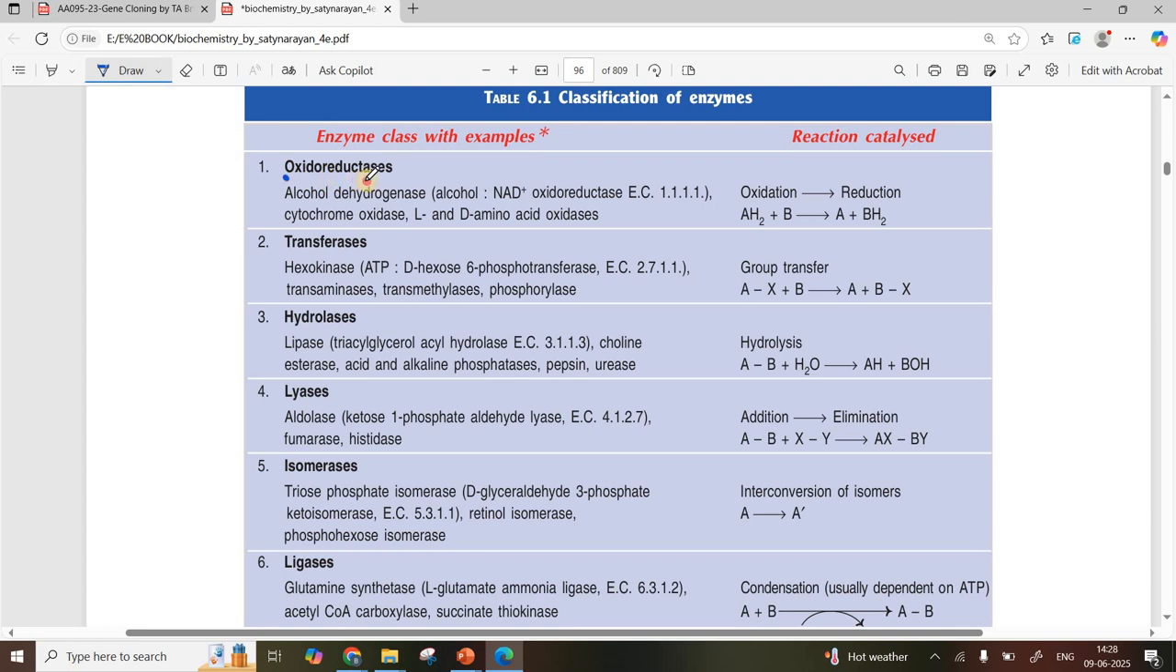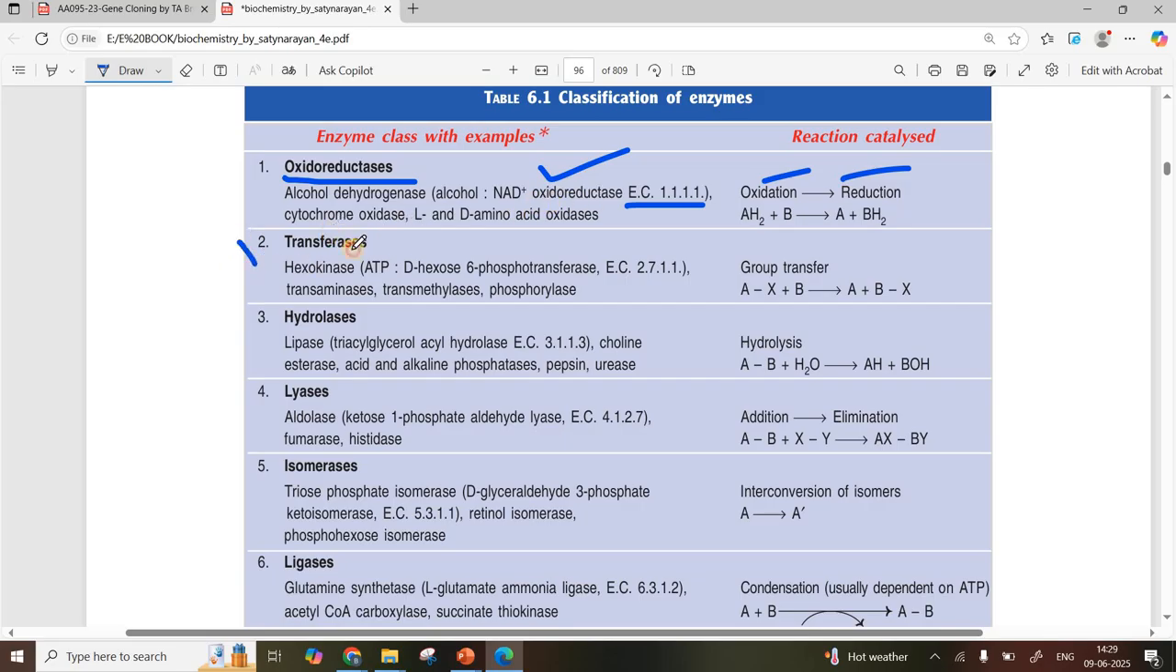The first one is oxidoreductases. The reactions catalyzed are oxidation-reduction reactions. They have also given an EC number to particular enzymes, according to the category they fall in. Examples are alcohol dehydrogenase, cytochrome oxidase, and so on.